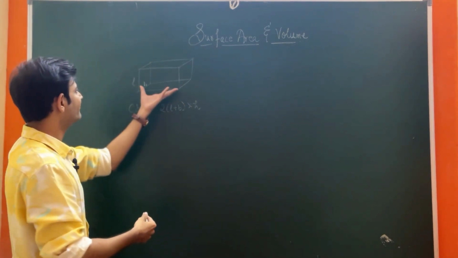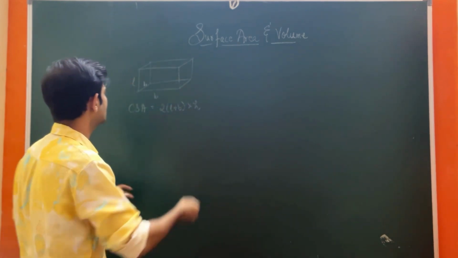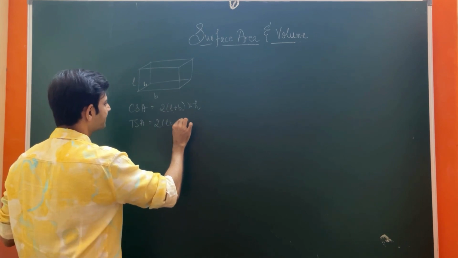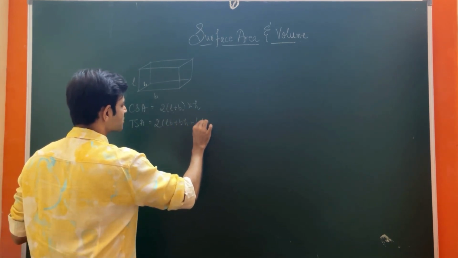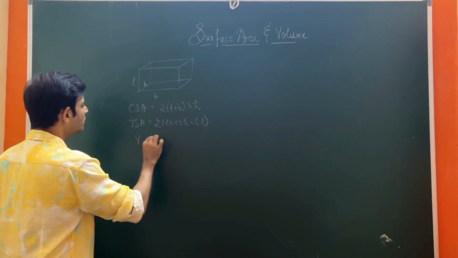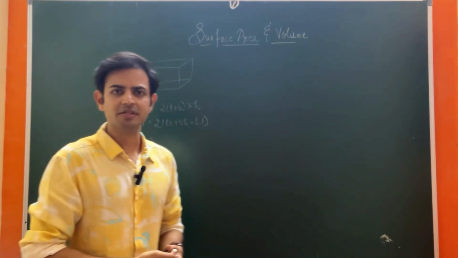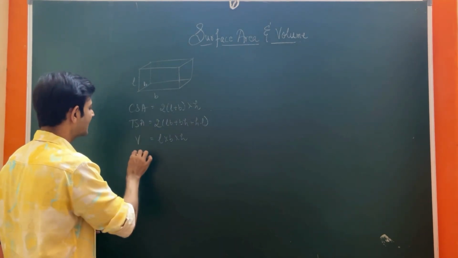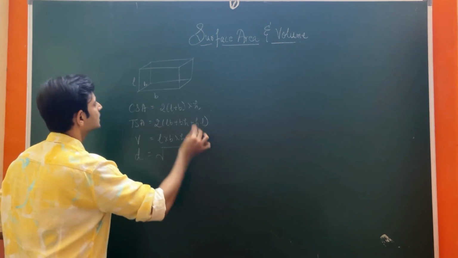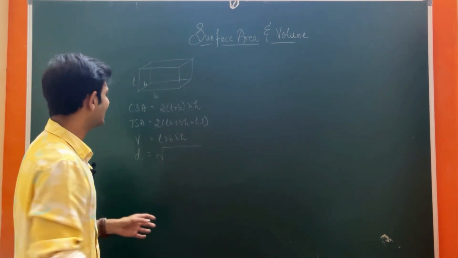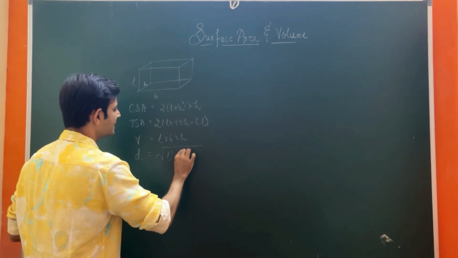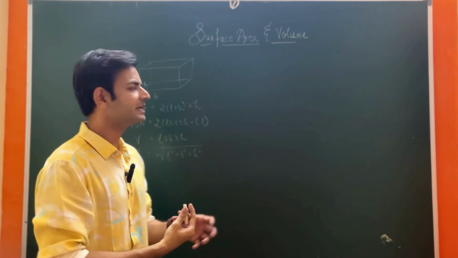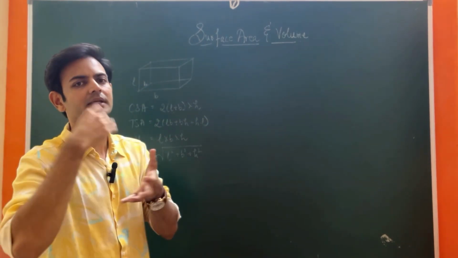Total surface area, if I have to just gift wrap this entire cuboid, it will be 2(LB + BH + HL). And the volume, that is the capacity of this cuboid, will be L × B × H. In case you are asked the diagonal of this cuboid, that will be root of L² + B² + H².